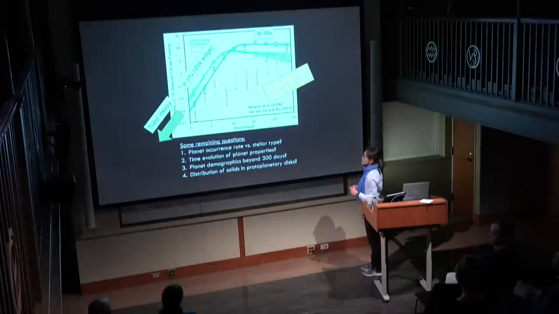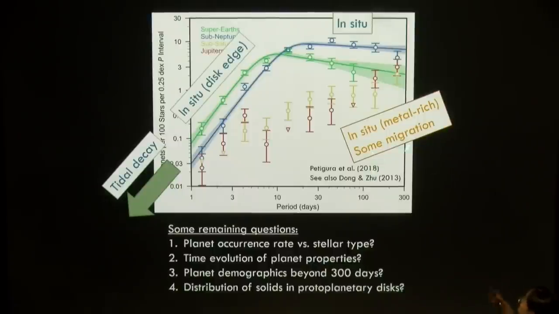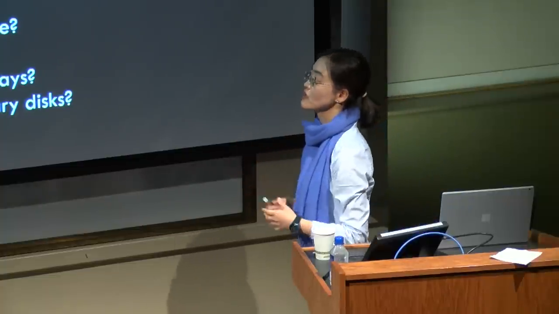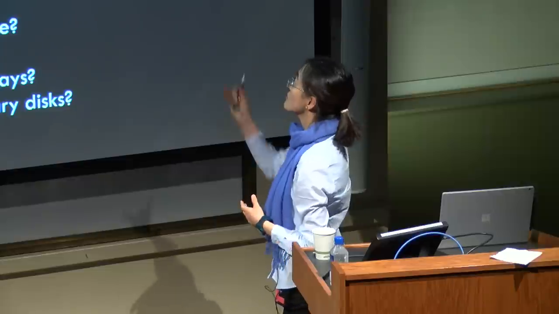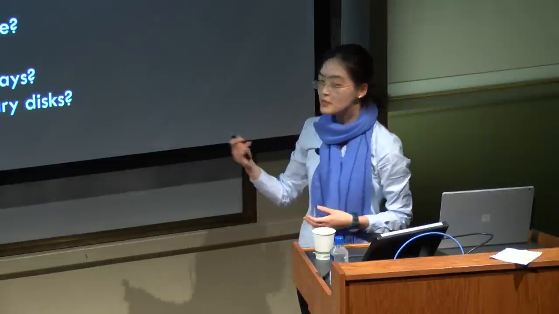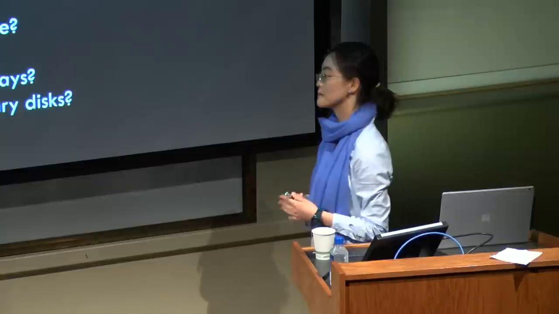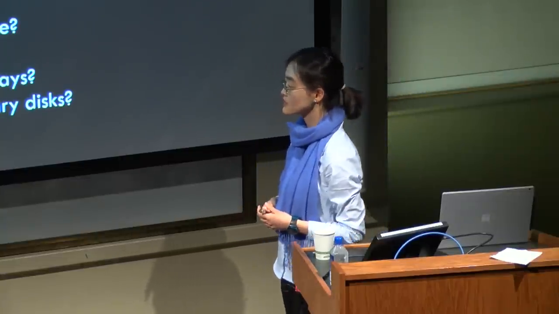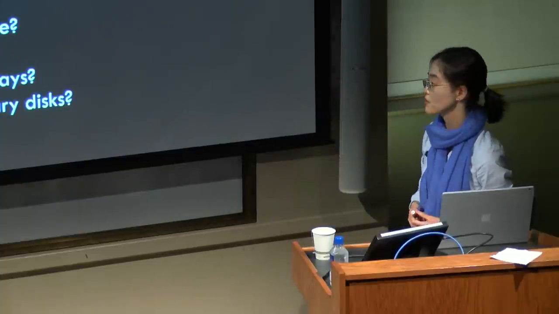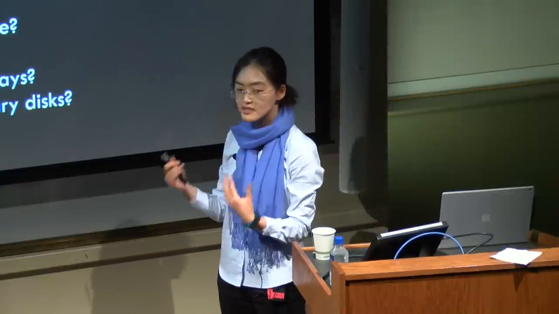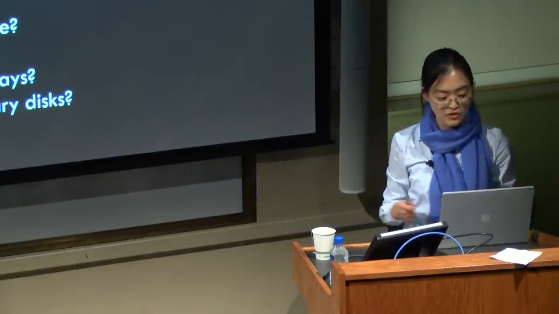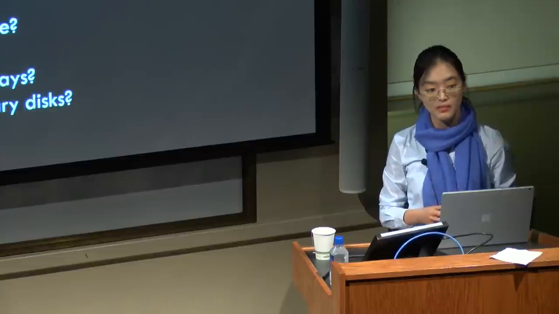What's really bugging me is that right now we have no sense of planet demographics beyond 300 days. We have a really good idea thanks to Kepler, but if you zoom out and look at the entire orbital period space, there is a huge void of no detection of any planets below Jupiter masses beyond 300 days. So probing those small planets, we will have to wait for WFIRST and also 30-meter class telescopes. But it is an important avenue to follow to have a good overall understanding of planet formation across a wider range of orbital periods and also across a wider range of planet masses.